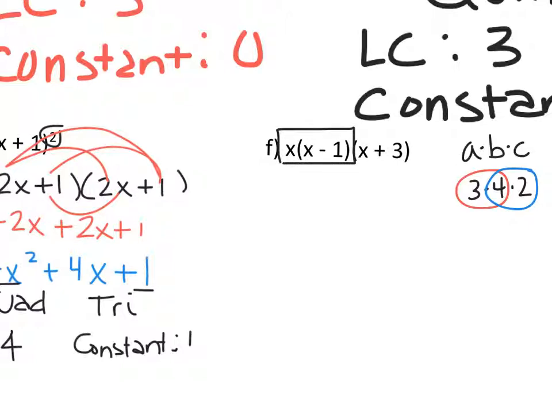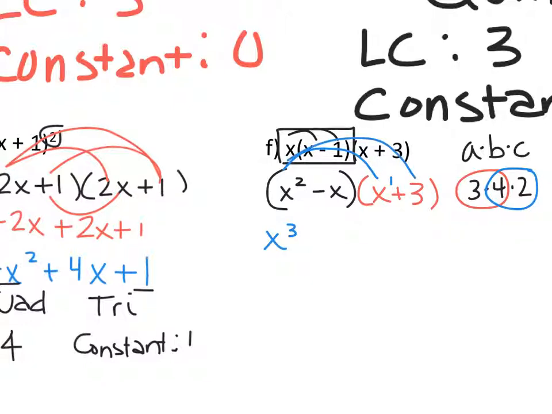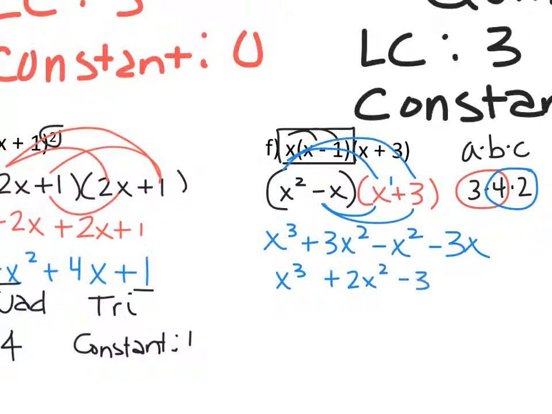So I'm going to multiply x times x minus 1. That's going to be x squared minus x. But since I'm multiplying this whole quantity by x plus 3, I'm going to keep that in parentheses. Now I'm going to FOIL this. So it's going to be x squared times x to the first, which is x cubed because you add the exponents, plus 3x squared. And then the inside will be minus x squared, and the last will be minus 3x. So writing this in standard form will be x cubed plus 2x squared minus 3x.